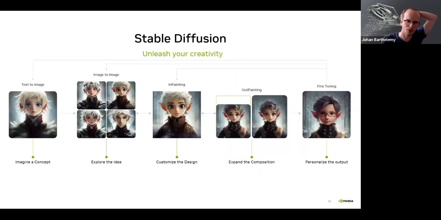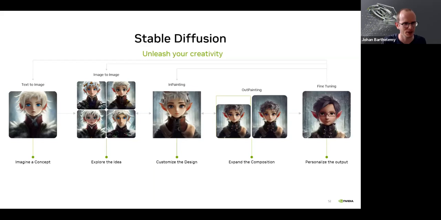There are many tools available out there, very well known. Nowadays, we've got Stable Diffusion. Stable Diffusion provides many tools. So the first one would be the text to image. So you just type something, a prompt, and you get your first image. So that's where you can start with a concept. Then you can start exploring that concept. So you can play with image to image.